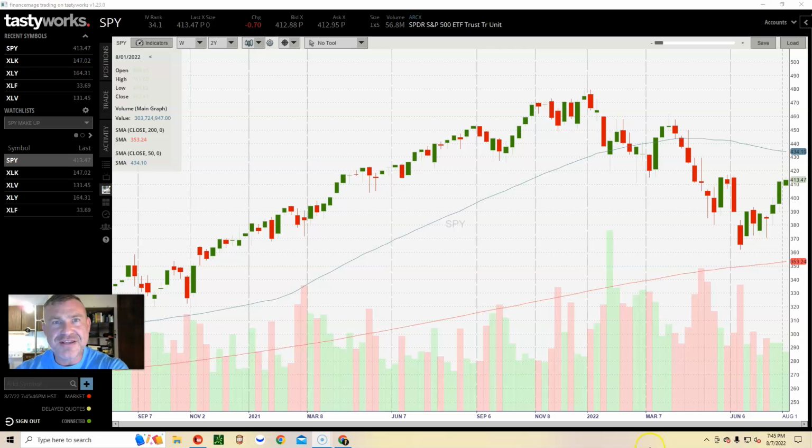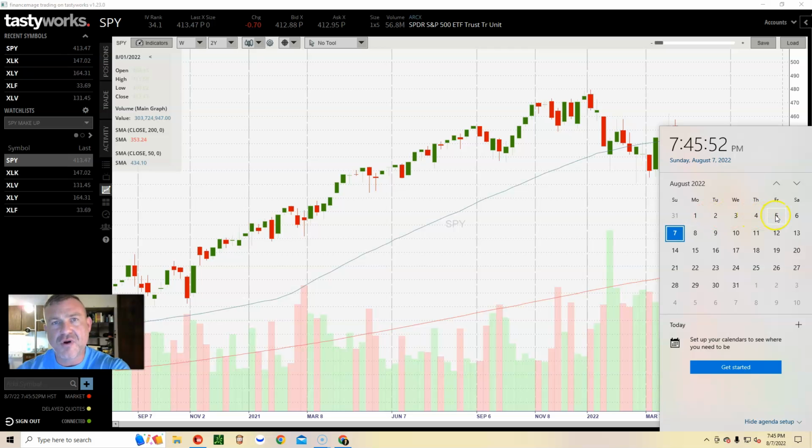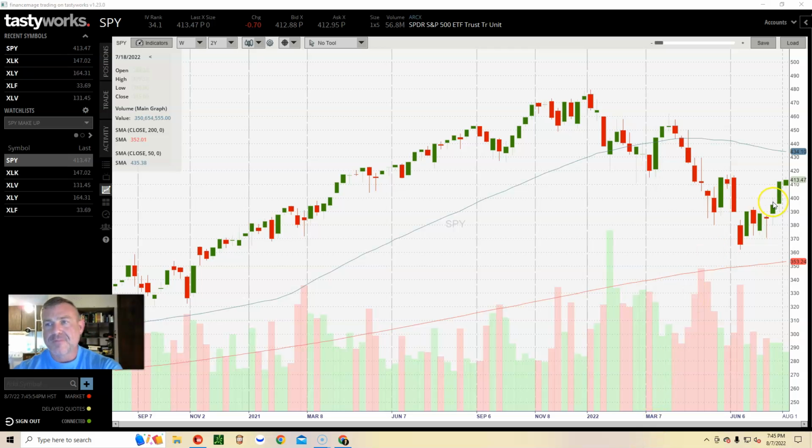Stock market weekly chart review for August 1st through August 5th. We're looking at a 2-year chart of the S&P 500, ticker symbol SPY, with each candlestick, or red or green thing here called a candlestick, representing 1 week of time. Down here, this red and green indicates volume, how much transactions are going on in that particular day. This red line is the 200-day moving average, and this bluish line is the 50-day moving average.